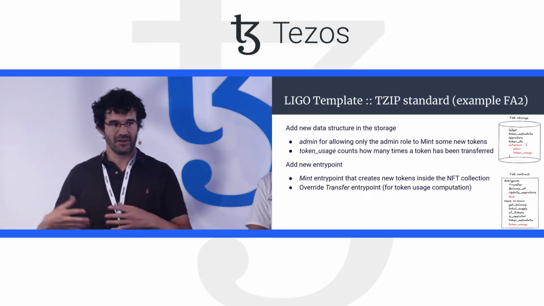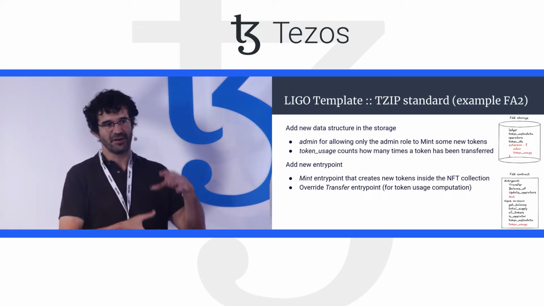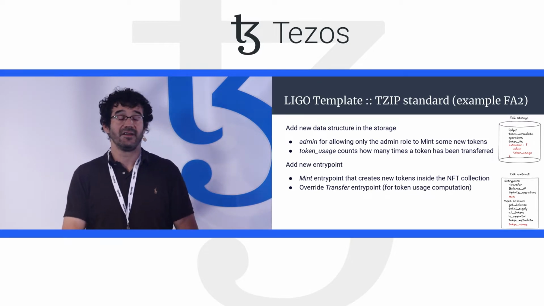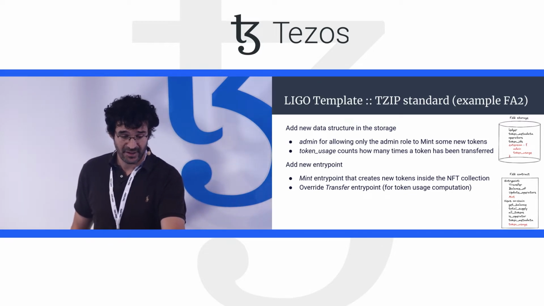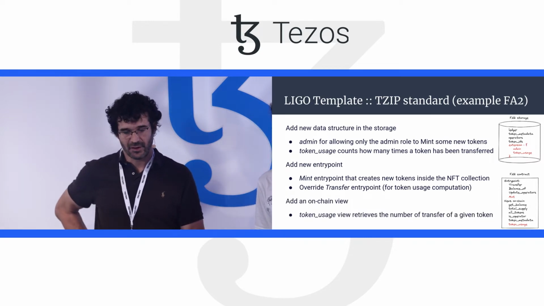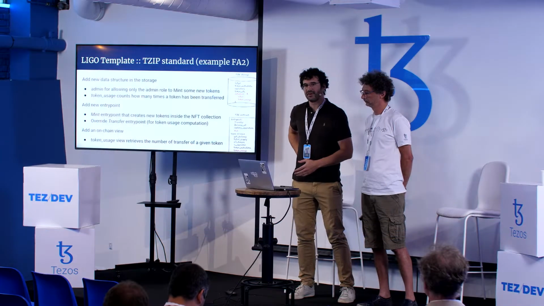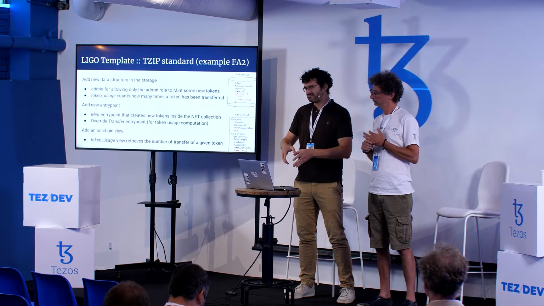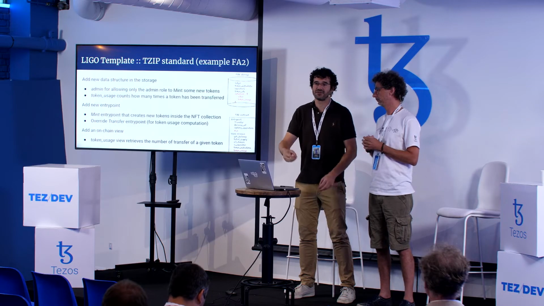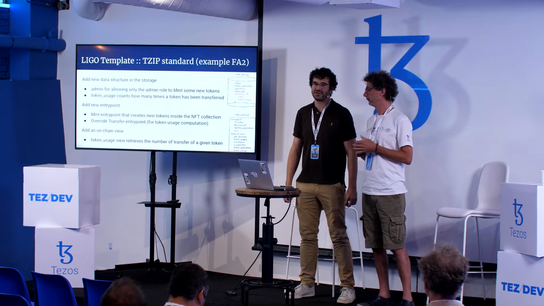So we end up with an implementation that is very easy. You have the core standard, and you implement, I would say, an extension of the standard. This kind of extension also allows you to add new on-chain views. So it's a way that you reuse the FA2 standard implementation, and then you can write only the new override entry points, or the new entry points, or the extension of the storage.